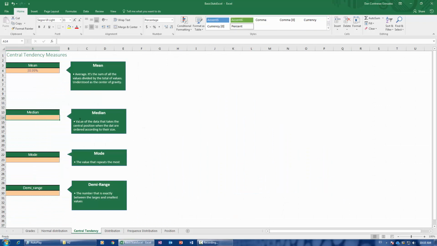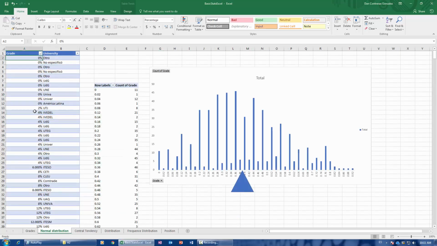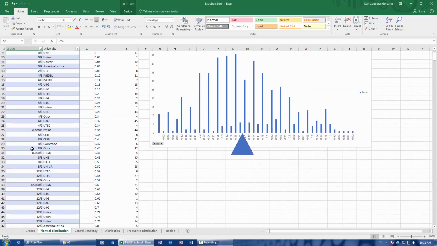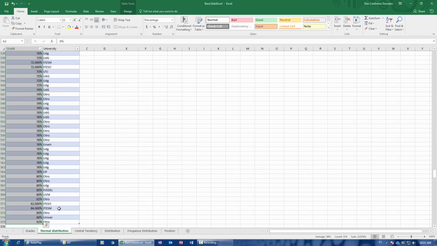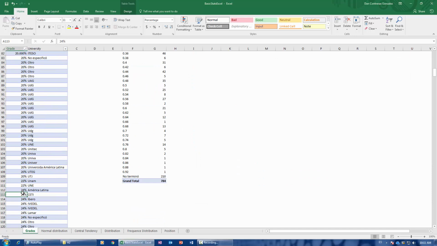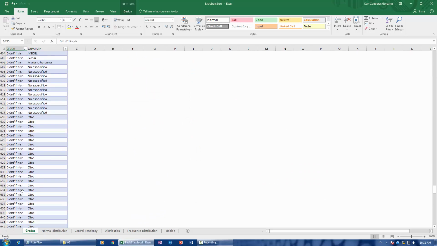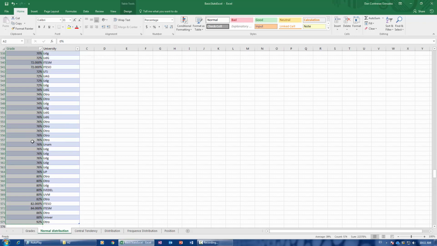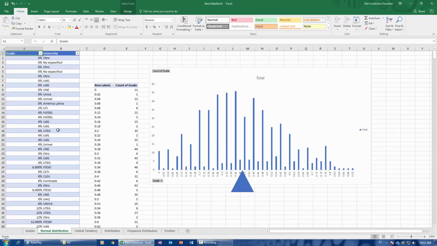Now let's talk about the median. The median is the value of the data that takes the central position when the data are ordered according to their size. So right now the data are ordered from smallest to largest. In this case we have 574 students that actually finished the exam. Notice the difference between this table and this table. In this table, we have a bunch of students that didn't finish the exam, a ton of them, whereas here we have just the students that actually finished the exam.